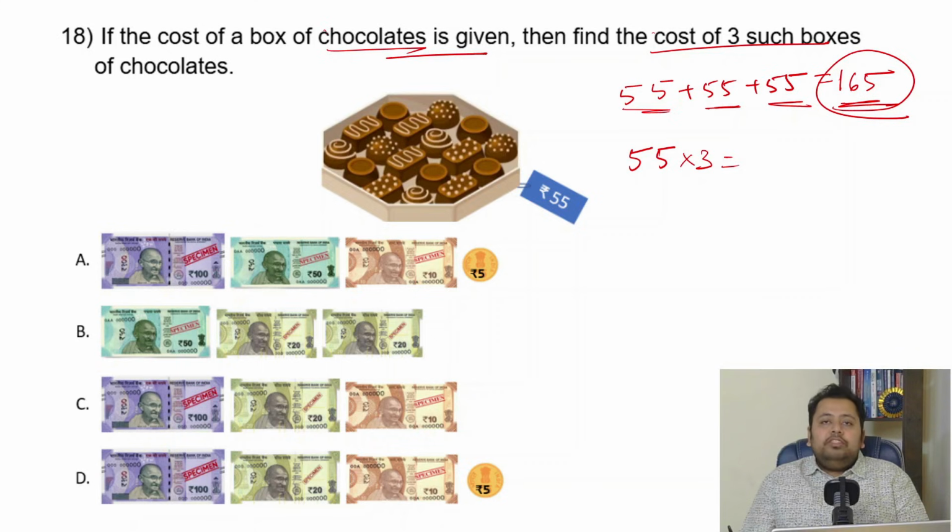Let's now find out which of the options actually show that much amount of money, that is 165. So the first option, right? 100 plus 50 plus 10 plus 5 is how much? 100 plus 50 is 150, 150 plus 10 is 160, 165. So option number A is directly your correct answer.